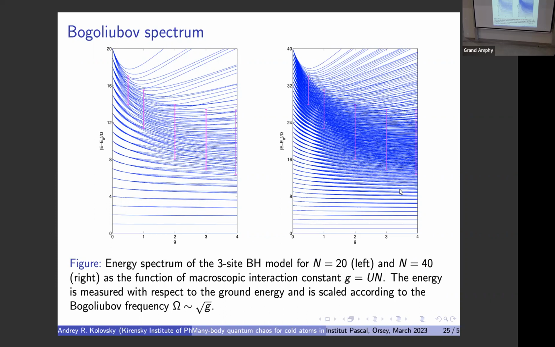Then when you do the classical analysis, you find that the energy shell of the classical model with this energy is mostly filled with chaotic trajectories.